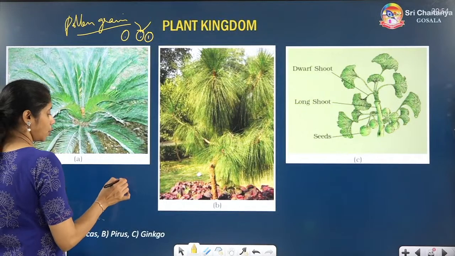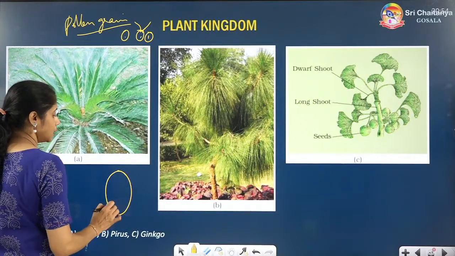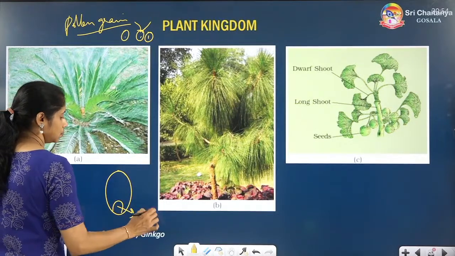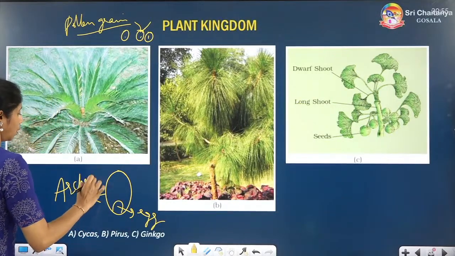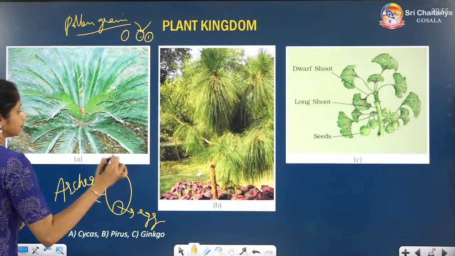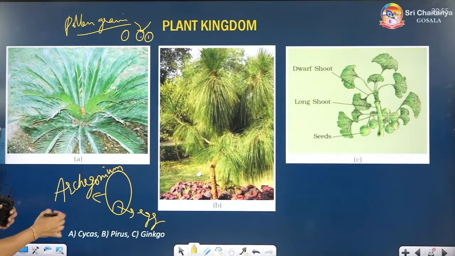And female gamete, that ovule will be there. Inside the ovule, egg is present here. This is archegonia. And each ovule will contain 2 to 8 archegonia.